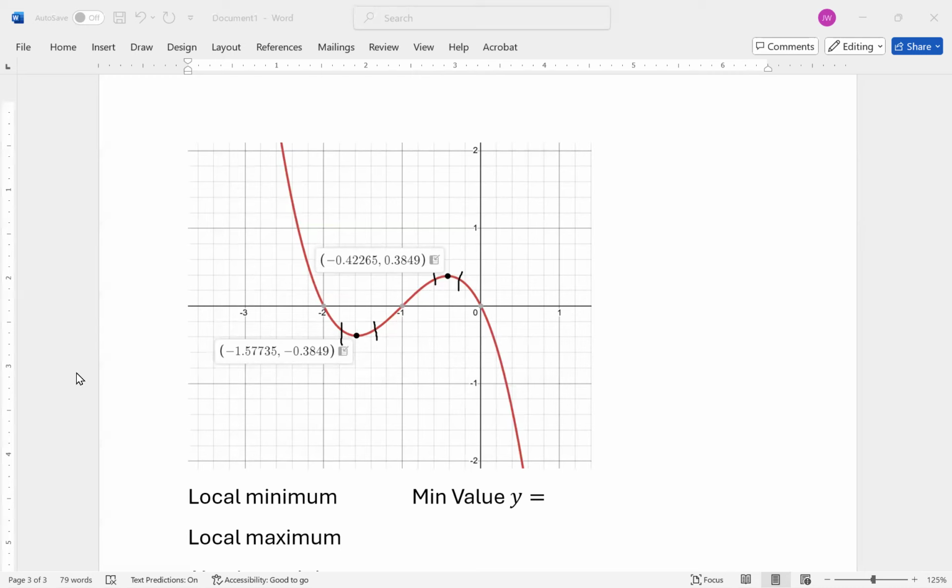All other points on this graph, no matter where I draw them, if I go a little bit to the left and a little bit to the right, I'm going to find points that are bigger than and less than that point. So no matter where we're at, if you go a little bit to the left, a little bit to the right, we find points that are bigger than or smaller than that one.